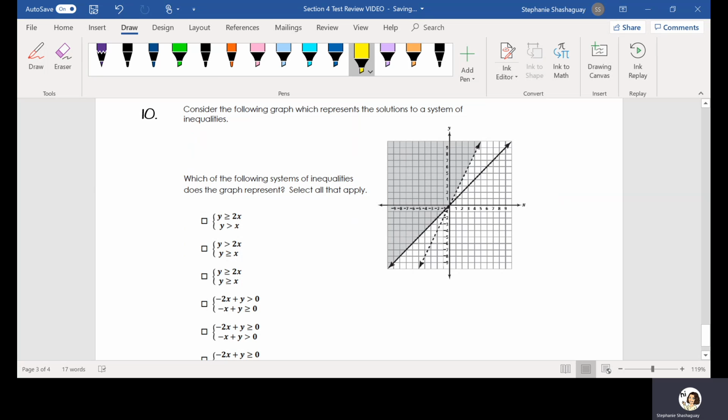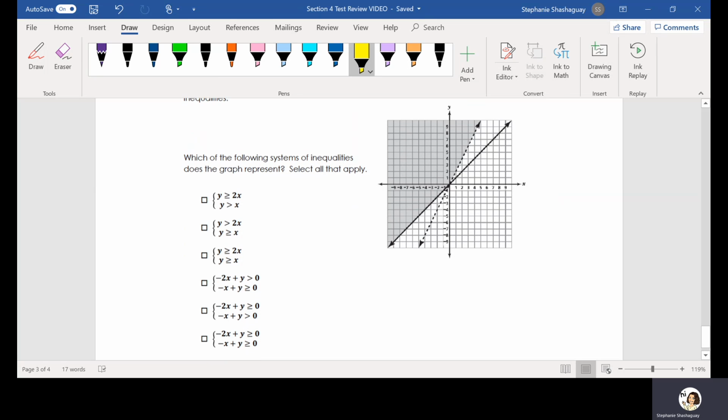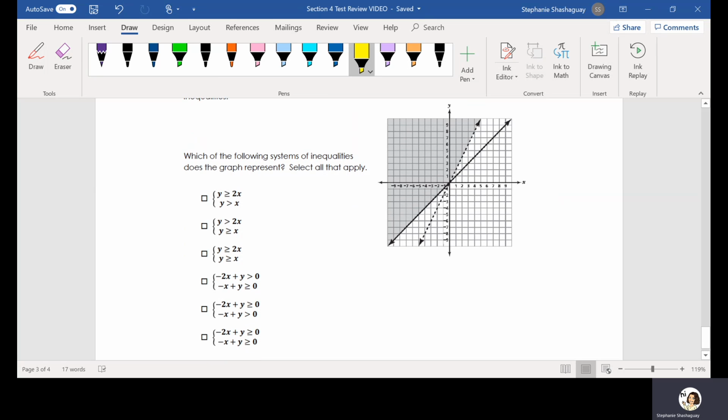So it says, consider the following graph, which represents the solutions to a system of inequalities. That's what we've been working on this past week. Which of the following systems of inequalities does the graph represent? Select all that apply. Okay. So if these are the inequalities, we need to match the graph with the systems.